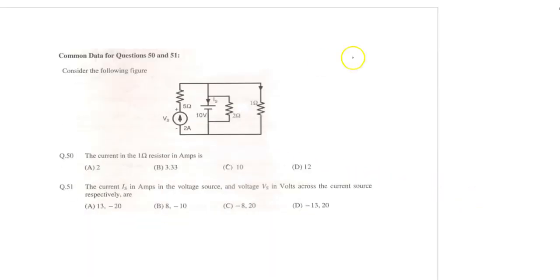This was asked in GATE 2013. In those days, there were questions like common data questions, that is common data for question numbers 50 and 51. So it has been given a current source of 2 ampere, this is the 5 ohm, this is the 10 volt, this is the 2 ohm, and this is the 1 ohm. The current in the 1 ohm resistor in ampere is asked. That means we need to calculate this current.